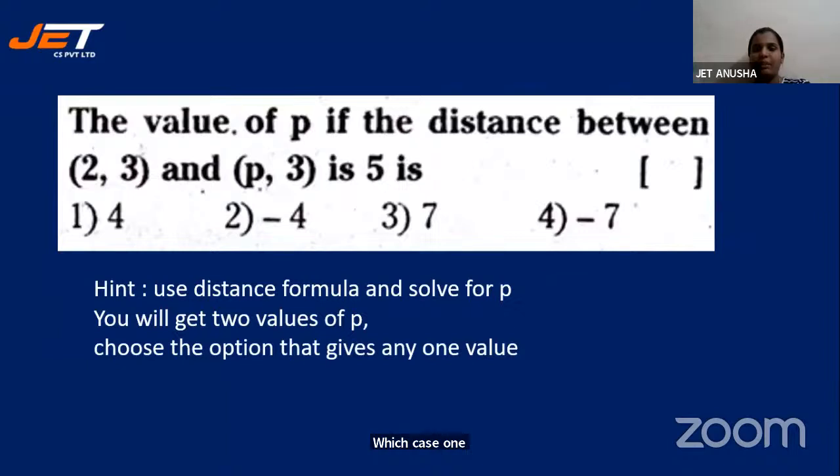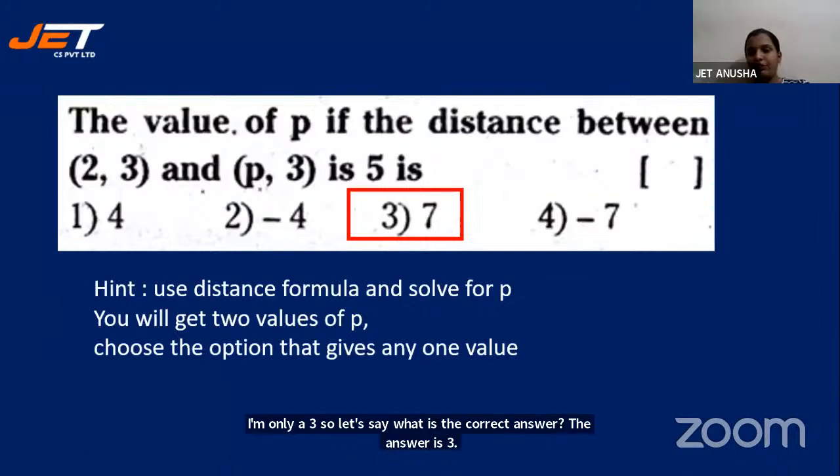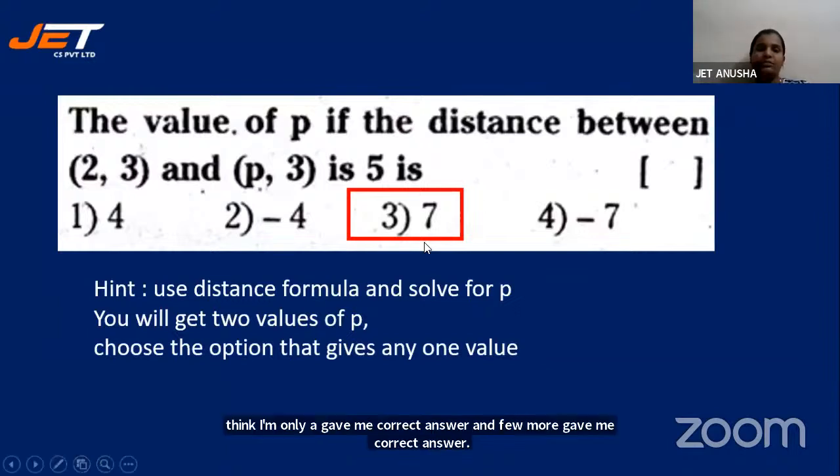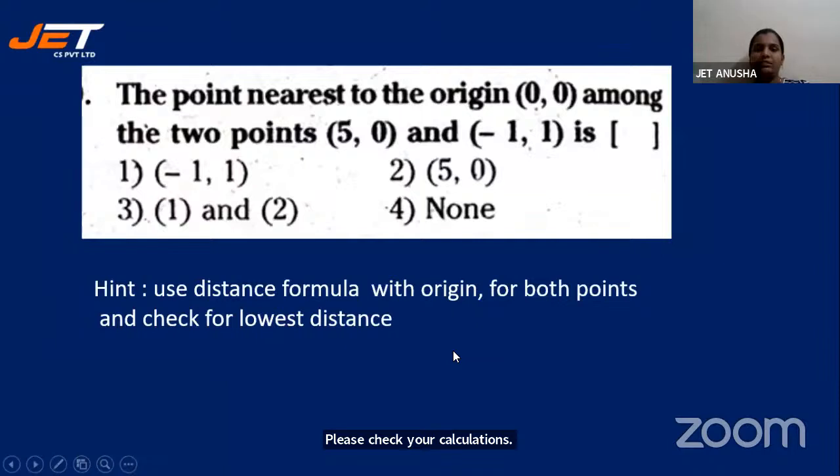Ashwin 1, Pavani 3, Akshaya 1, Rishikesh 1, Vaidehi 1, Shruti 2, Amulya 3. So let's see what is the correct answer. The answer is 3. I think Amulya gave me the correct answer and few more gave me the correct answer. Please check your calculations. We'll go with the next one.